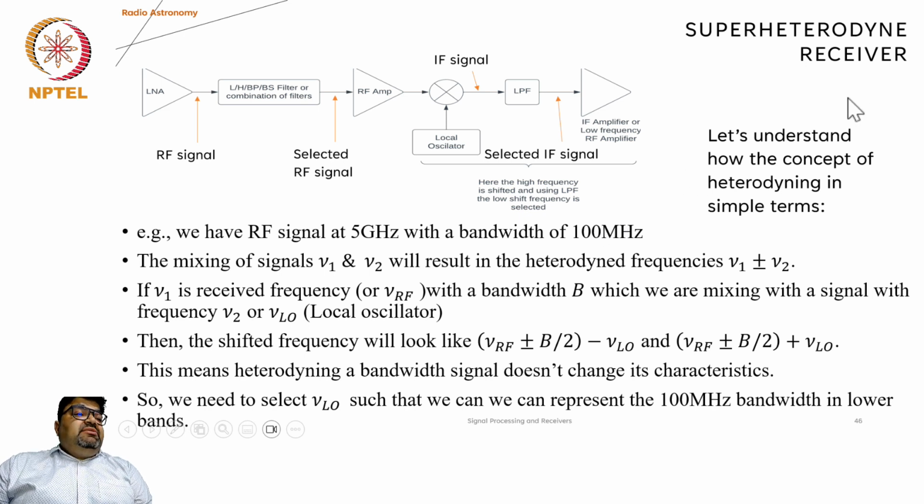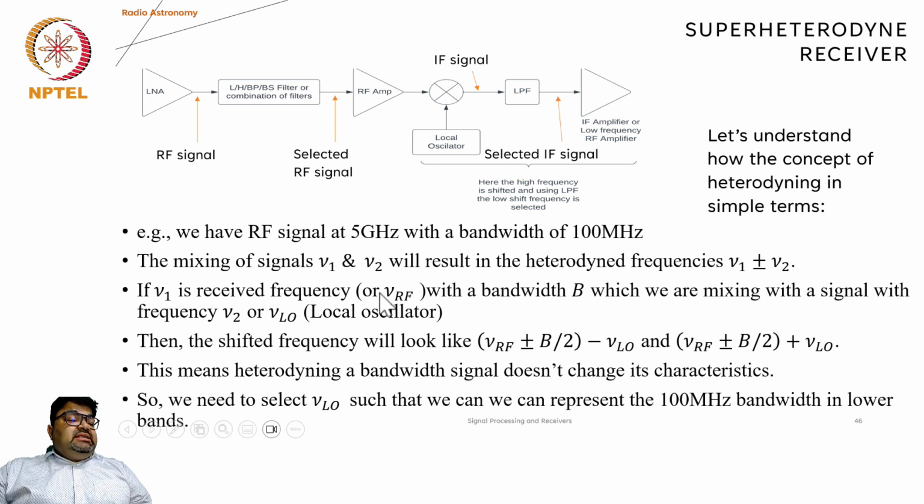So let us understand what heterodyne basically means. This is like another design of the same. Suppose, for example, we have an RF signal at 5 gigahertz with a bandwidth of 100 megahertz. Now mixing signals nu1 and nu2 will result in the heterodyne frequency of nu1 plus minus nu2.